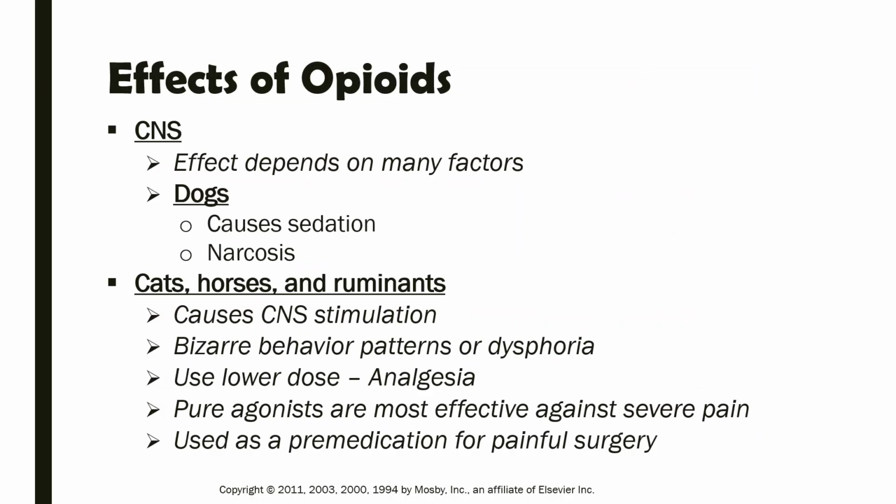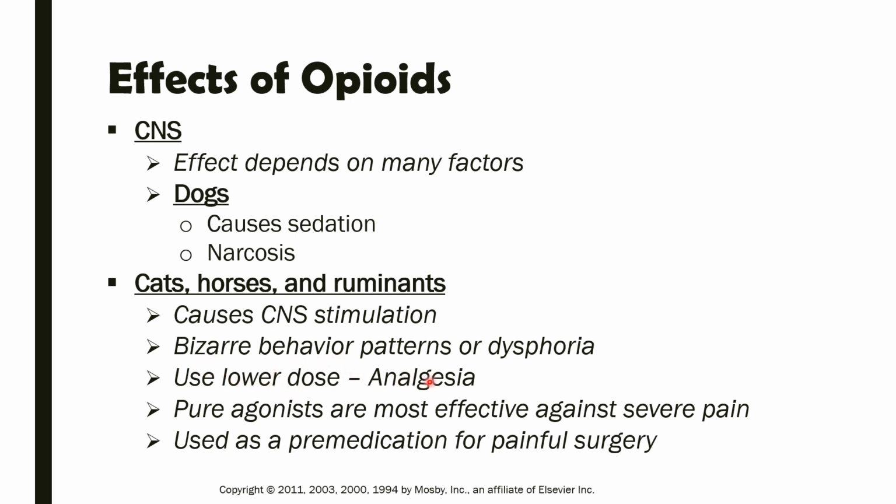The pharmacological effects of the opioids, starting with the CNS. There are dose-dependent effects on the CNS. In dogs, for example, opioids can cause sedation and narcosis. In the case of cats, horses, and ruminants, they get CNS stimulation. So they get bizarre behavior patterns, and they also have dysphoria. These species are considered to be more prone to the bizarre behaviors induced by the opioids. At lower doses, the drug can induce analgesia in these species.